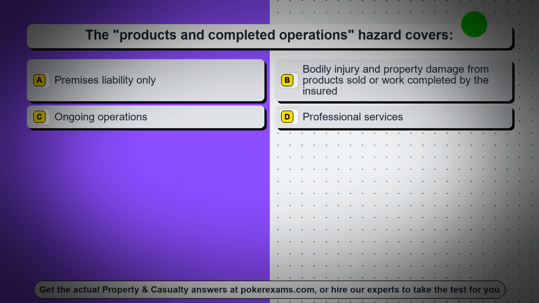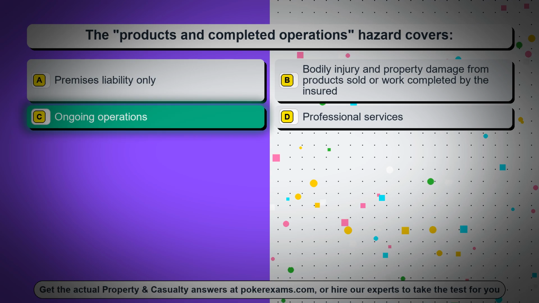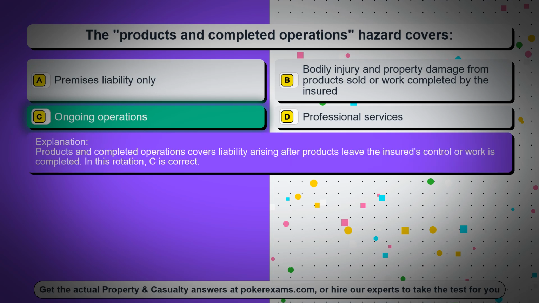Question 13. The products and completed operations hazard covers: Option A, premises liability only. Option B, bodily injury and property damage from products sold or work completed by the insured. Option C, ongoing operations. Option D, professional services. The correct answer is option C, ongoing operations. Products and completed operations covers liability arising after products leave the insured's control or work is completed. In this rotation, C is correct.